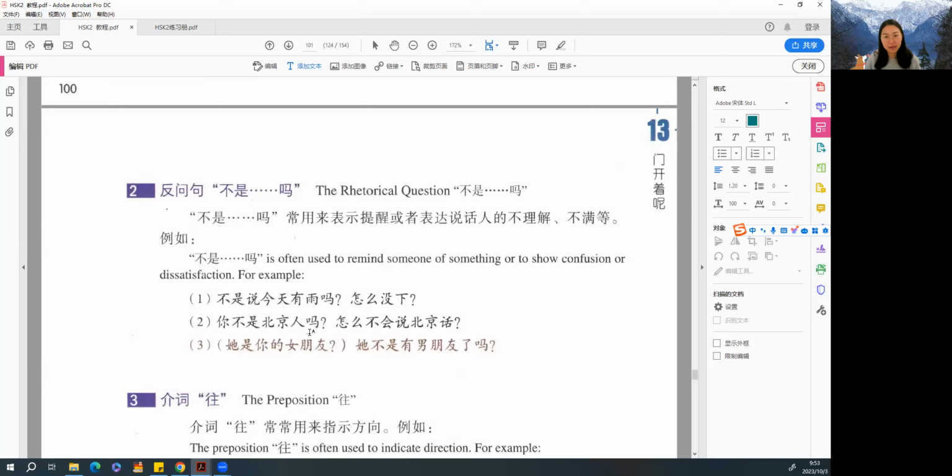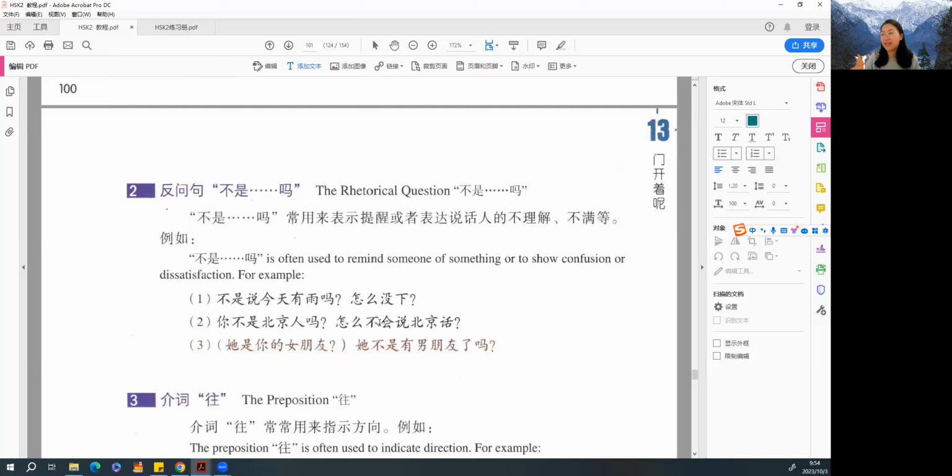The second example, 你不是北京人吗？You are not from Beijing? In my understanding, you are from Beijing. Then you suddenly say you are not from Beijing, and I was so surprised. 你不是北京人吗？It's this kind of feeling. 怎么不会说北京话？So why not? 不会说, 不会 is you cannot. So you can see that here 不 is the negative. When you say something can't be done, I cannot do, cannot will always be 不会, 不能.